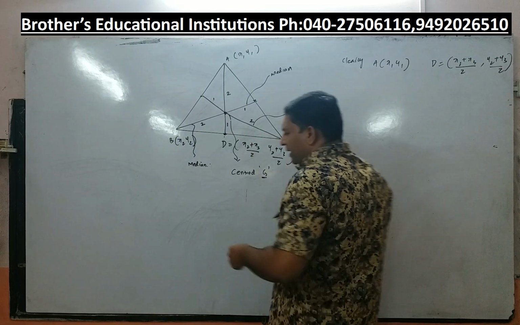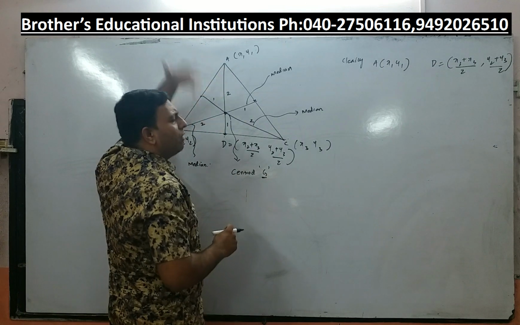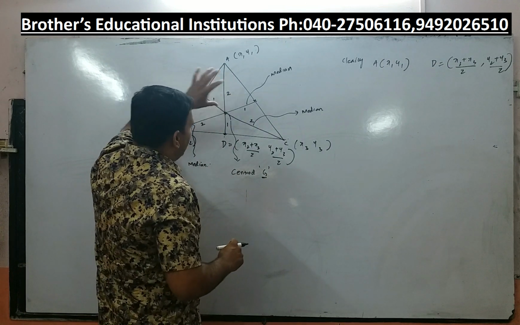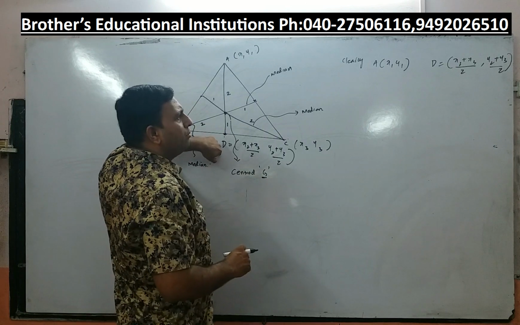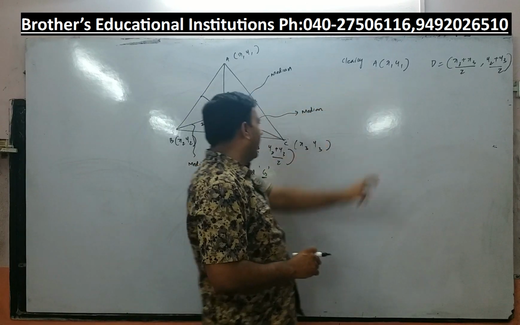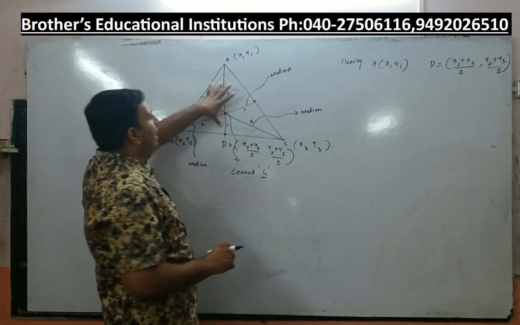Why I am taking midpoint? Because of median. What is AD? AD is a median. What is median? Median is the line joining midpoint to the opposite vertex. That's why we have to find the midpoint. And I have found out the midpoint of this side BC and I call that as D. Now I have AD as a median.